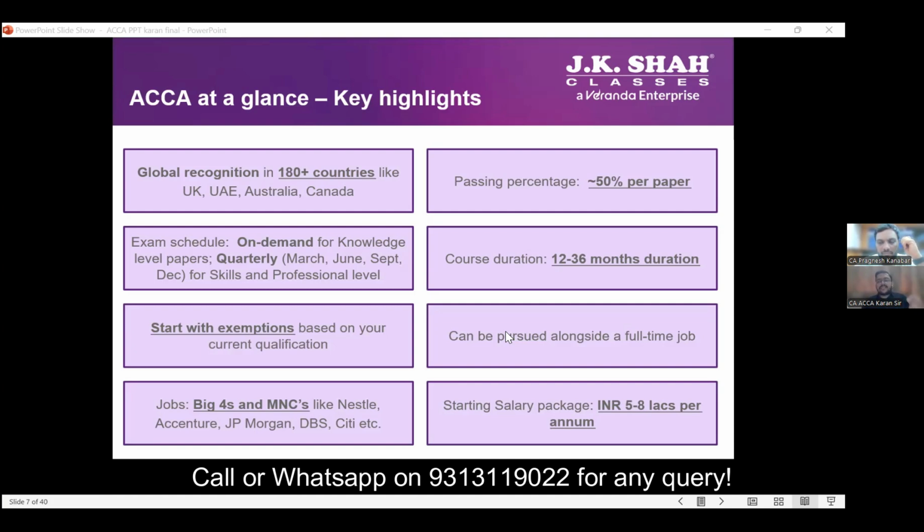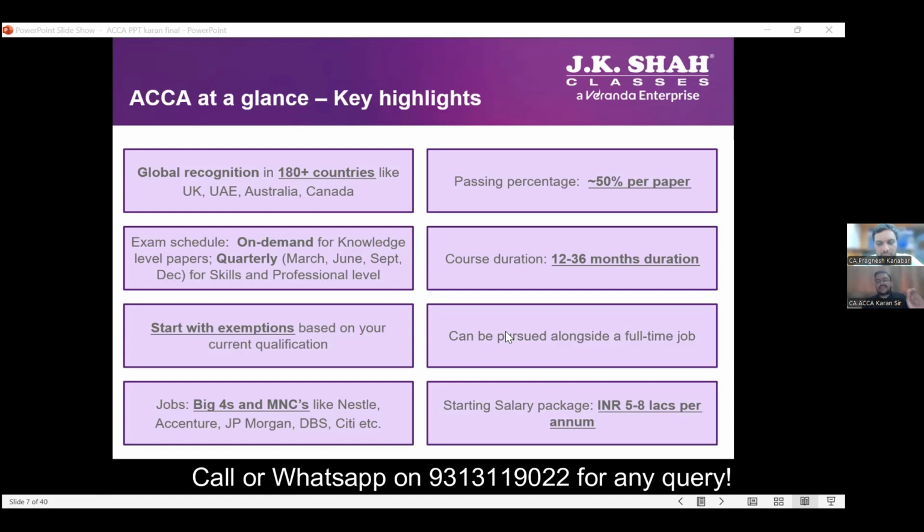And the reason for this is, obviously, one, that there are multiple exam sessions in 1 year. Second, that the student gets flexibility to give one paper at a time. Correct. These are the major reasons why the passing percentage per paper has gone up significantly. Got it, sir.